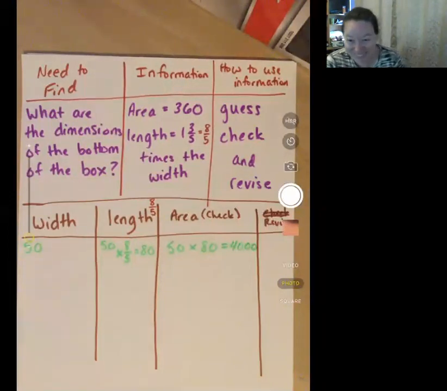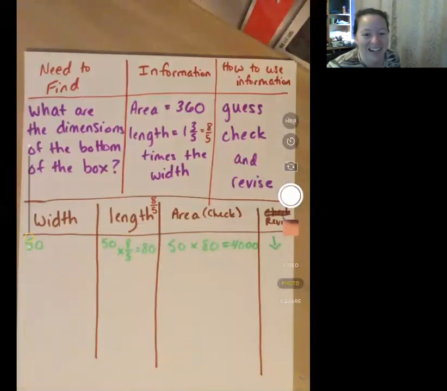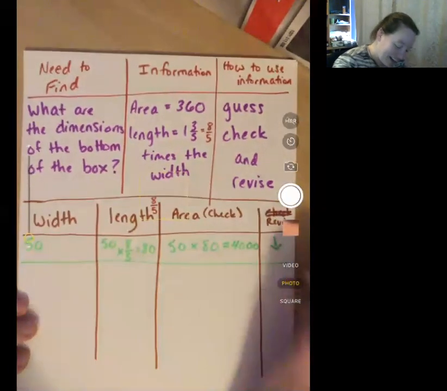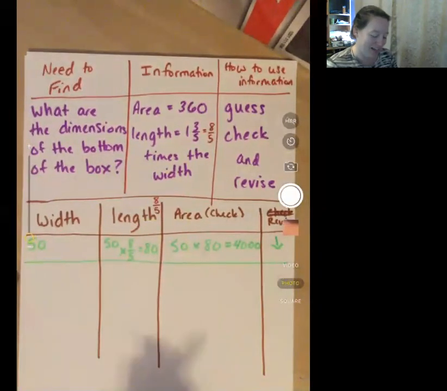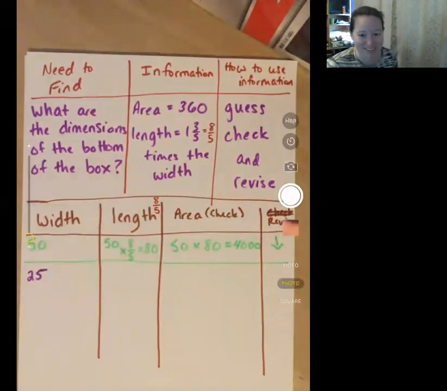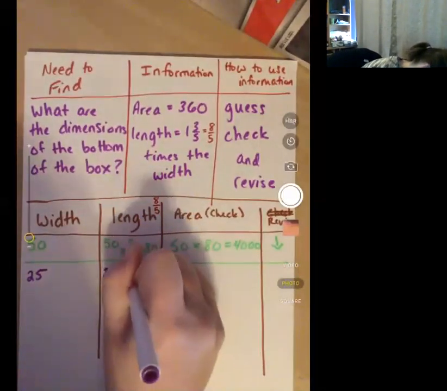I'm supposed to have 360. Yeah, that is way too big. I need to make that so much smaller. It's not even funny. Okay, let's try a different one. I still think it needs to be a big number. So let's go with 25 and see if that matters any. So now I have 25 times 8/5.